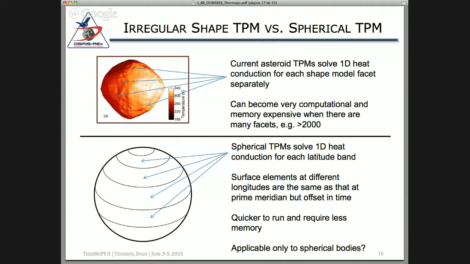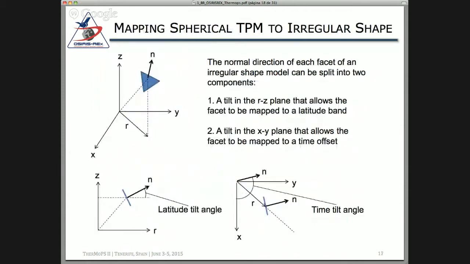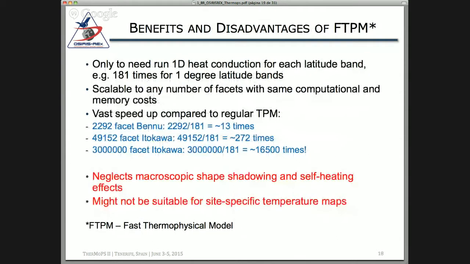Basically, if you consider the surface normal of a facet of an irregularly shaped body, the normal will be split into a latitude tilt angle and a time tilt angle. The latitude tilt can be mapped to a specific latitude on the spherical TPM, and the time tilt angle can be mapped to a specific time offset on the spherical TPM. The potential of this is that you can get a vast speed-up in the thermophysical model. If you run a spherical TPM for 180 latitude bands and you want to apply it to a 2000-facet shape model, for example, you get a 13 times speed-up. But obviously, you will be neglecting macroscopic shadowing and self-heating effects, which may not be suitable for the site-specific temperature maps.